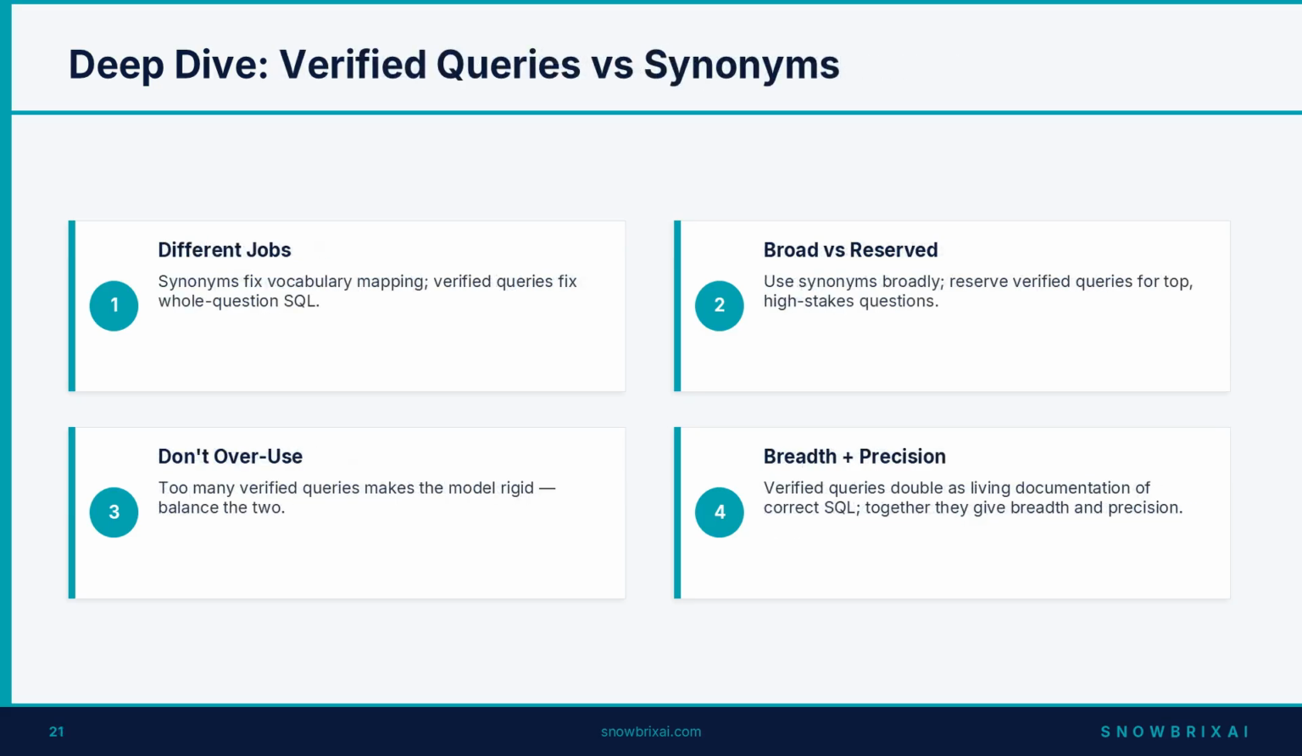Now, verified queries versus synonyms. They do different jobs. Synonyms fix vocabulary, they map the words people use to your terms. Verified queries fix the whole question, they pin down the exact SQL. So use synonyms broadly and reserve verified queries for your top high stakes questions. Don't overuse them. Too many verified queries makes the model rigid. Together they give you both breadth from synonyms and precision from verified queries, and the verified queries double as living documentation of correct SQL.